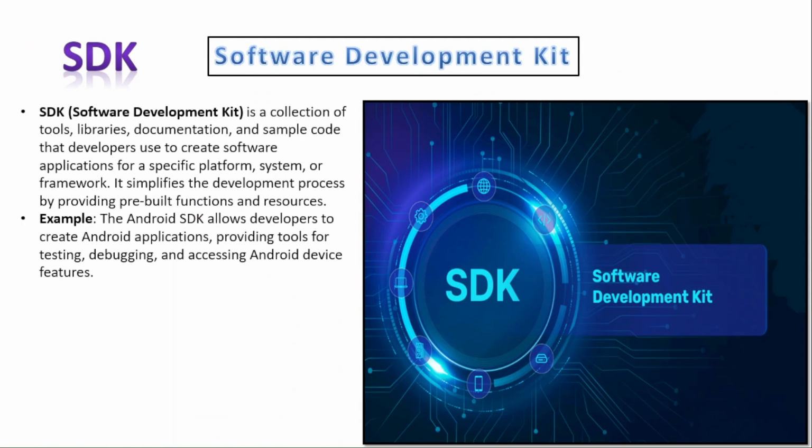SDK, that is Software Development Kit. So SDK or Software Development Kit is a collection of tools, libraries, documentation, and sample code that developers use to create software applications for a specific platform, system, or framework. It simplifies the development process by providing pre-built functions and resources. Example, the Android SDK allows developers to create Android applications, including tools for testing, debugging, and accessing Android device features.